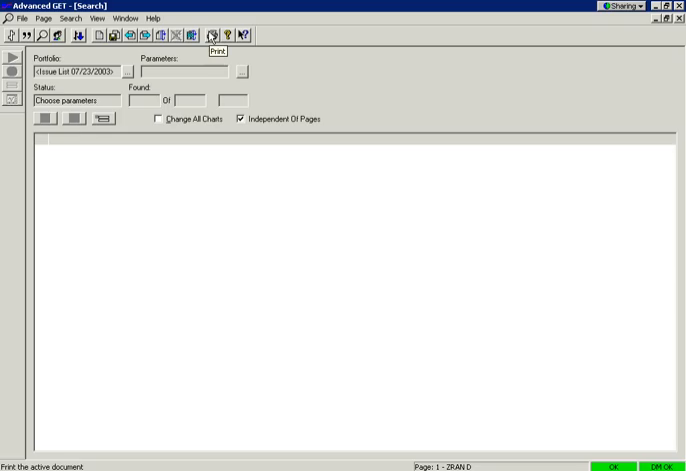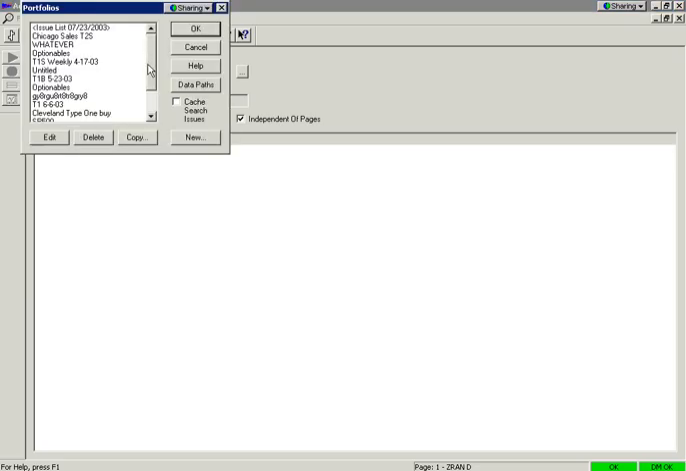In the search window, we have to identify a few things before we actually run the search. First thing in the upper left-hand corner is the portfolio. We need to decide what list of issues we are going to be using to search by. If I go ahead and hit this little gray button just to the right of where it says Issue List, this is a list of all the portfolios that I have in the Advanced Get program. Now I've got a bunch of them in here. I've done many presentations on this, so that's where all these come from. You can build your own by selecting the New button in the lower right-hand corner.